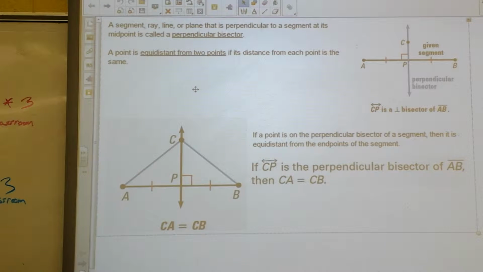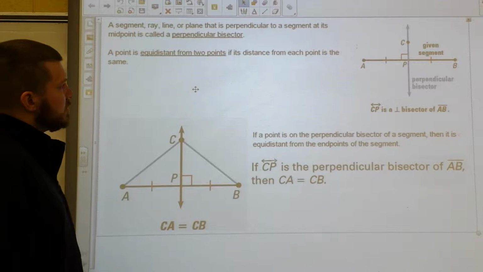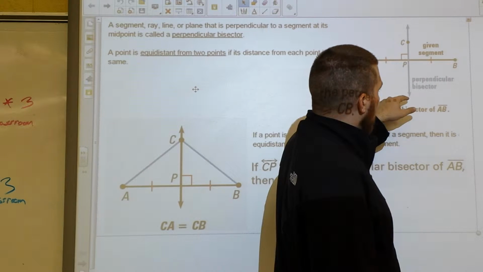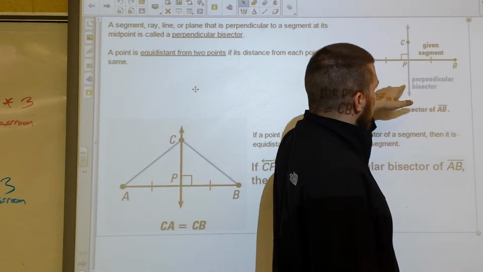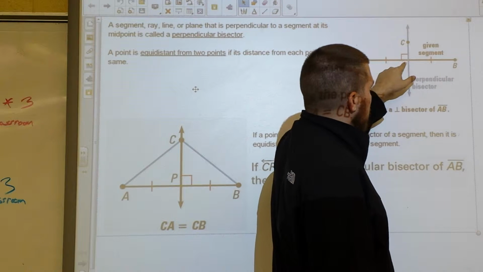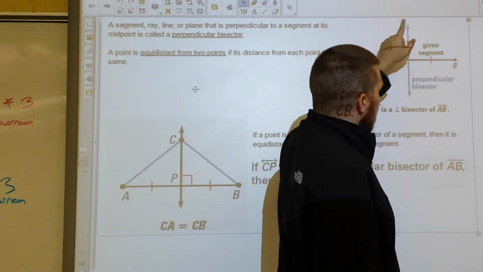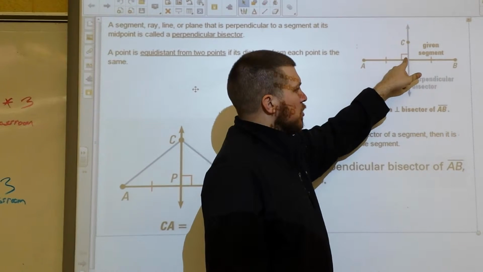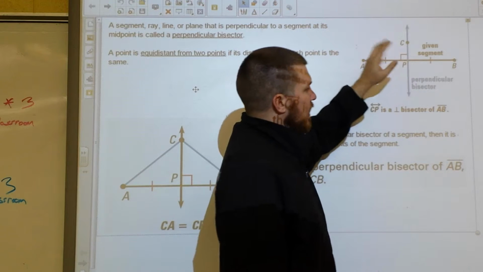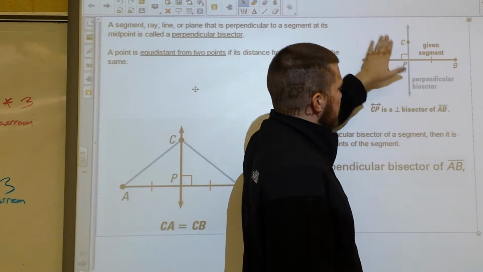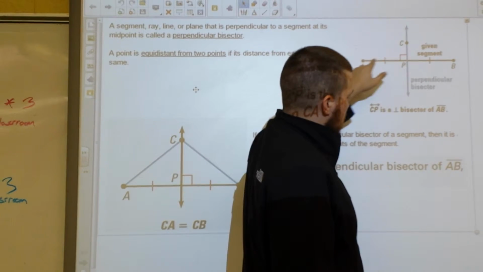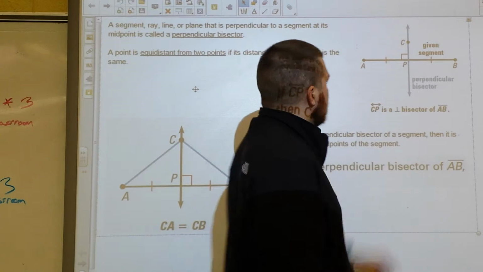So a segment, ray, line, or plane that's perpendicular to a segment at its midpoint is called a perpendicular bisector, and that's what we see in the picture. Here I have a segment, and I have a perpendicular line going through the midpoint of segment AB. Point P is the midpoint. So this is called a perpendicular bisector. Since we're using the word perpendicular, we know it makes a 90-degree angle, and it bisects, which means it cuts the segment AB into two equal parts. So now we know that AP is congruent to PB.